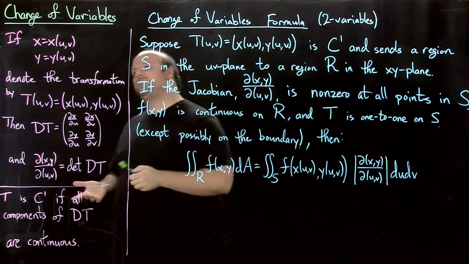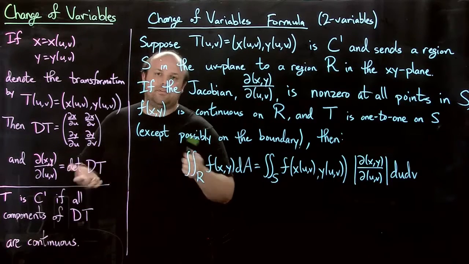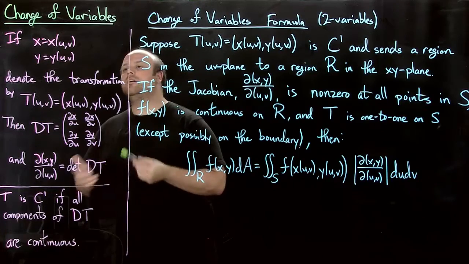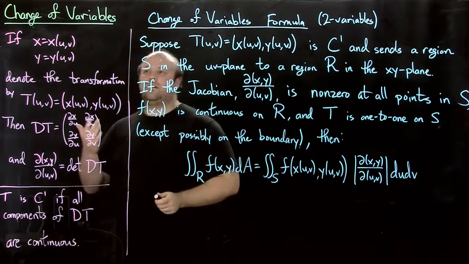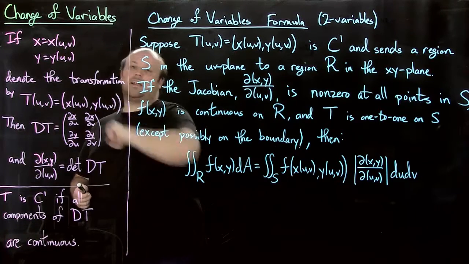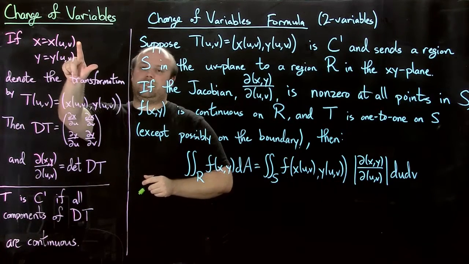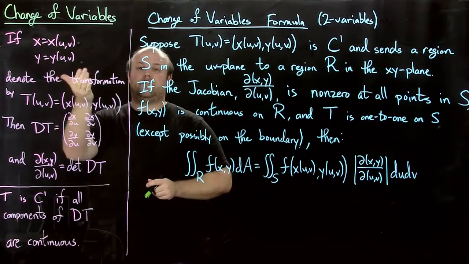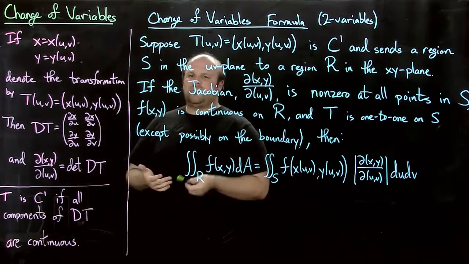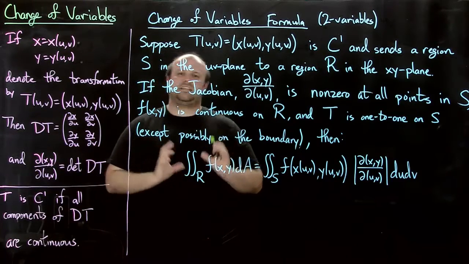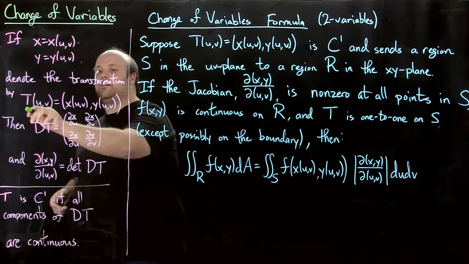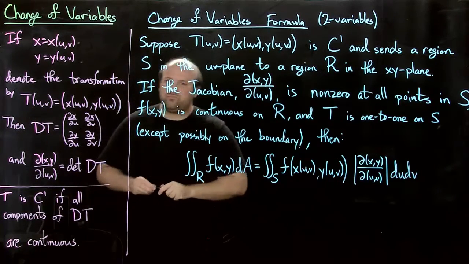Remember, in the previous example, we set u equal to something and v equal to something, but in the end we had to solve for x and y in terms of u and v. So let's say we've done that. x is some function of u and v now, and y is some function of u and v now. And we can write that as a function that takes in two variables and gives you an output of two components. We call that a transformation T.